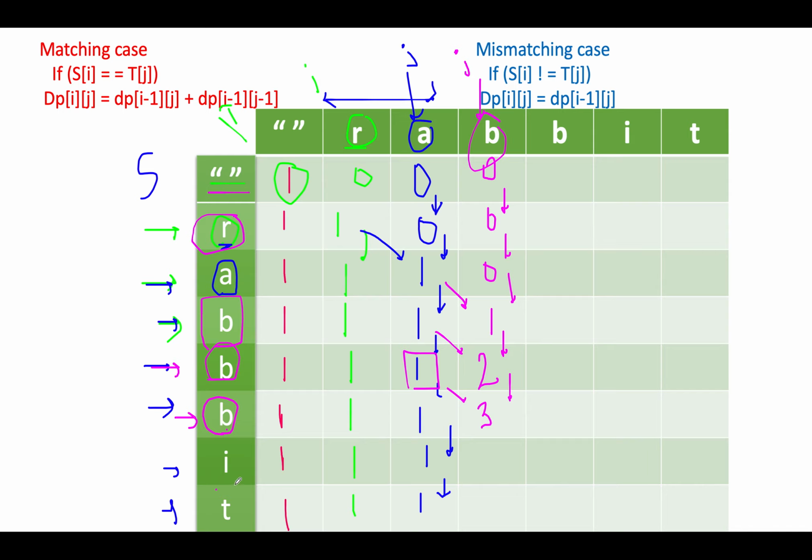Let's progress ahead. We have I here, and I doesn't match with B. It's a mismatching case. So whatever value is held in the previous row gets copied down. Next we have T. It's again a mismatching case. So whatever value is held in the previous row gets copied down.